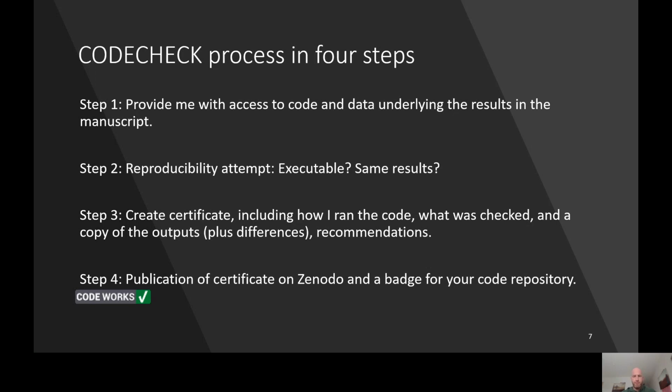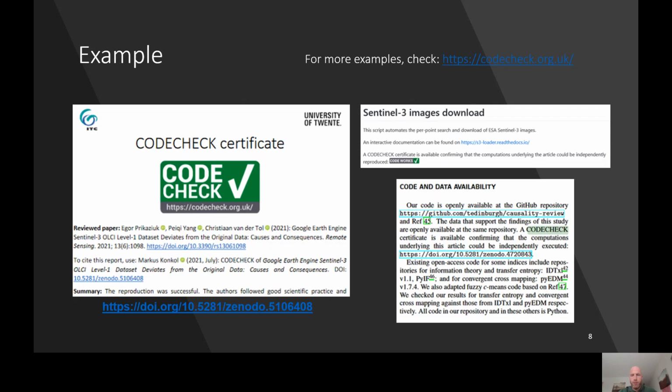And it's done. I already carried out a CODECHECK for one of our ITC researchers. On the left, you can see the CODECHECK certificate. This is just a snapshot. If you would like to see the entire document, just follow the link under the picture. In the upper right corner, you can see a screenshot of the GitHub repository, including the CODECHECK badge. If you request a CODECHECK before submission, you can also include a paragraph about CODECHECK in the code and data availability section of your paper, as you can see it in the lower right corner.